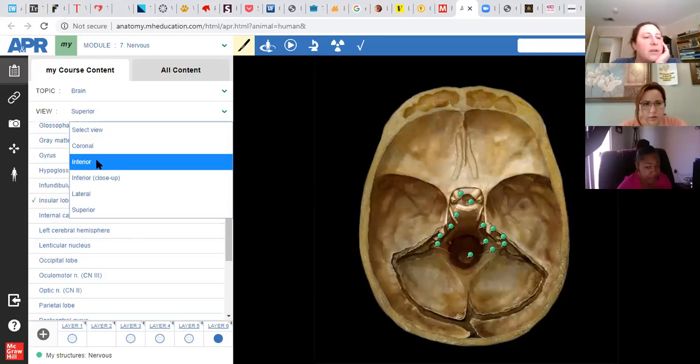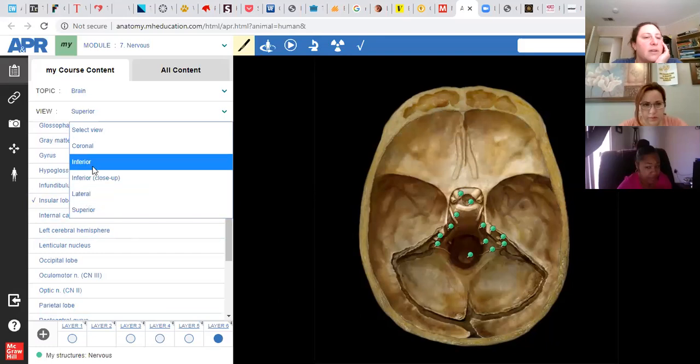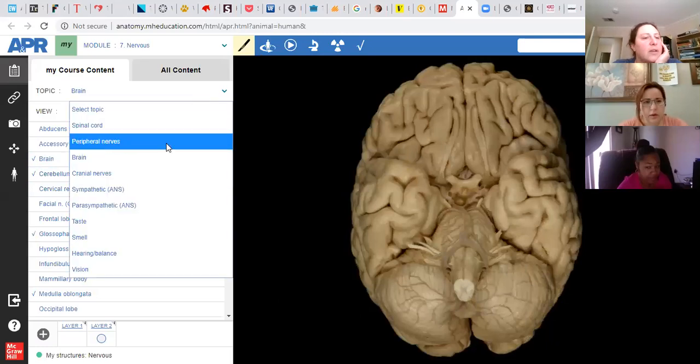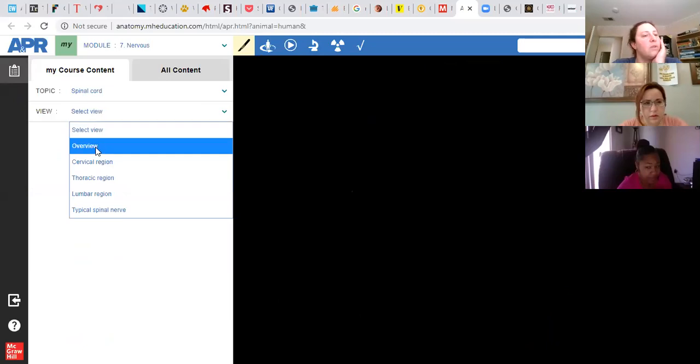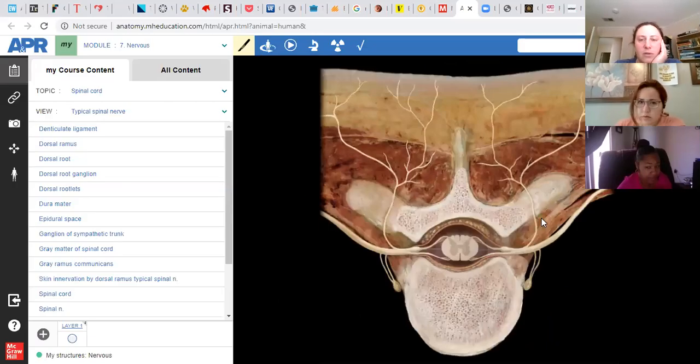And then what's the other one? Did I show you everything? Those were superior, lateral, coronal, inferior. So yeah, that's pretty much, those are all your brain views. Your spinal cord has the cross-sectional view. So if you go to the typical spinal nerve, that's your cross-sectional view. So this is usually the most common model that we have in lab and a good way to study it.